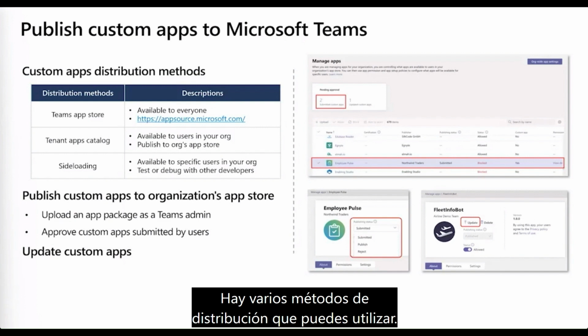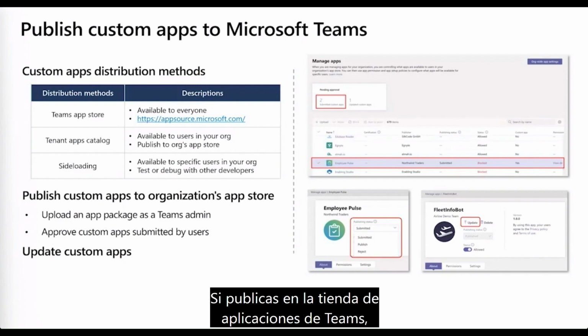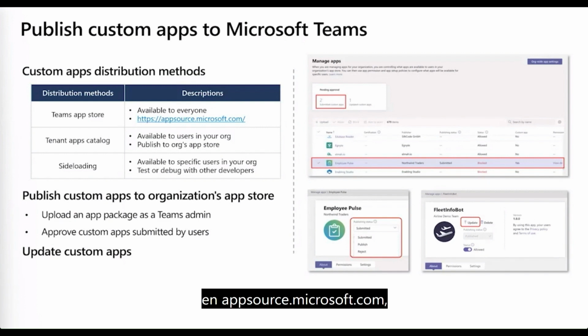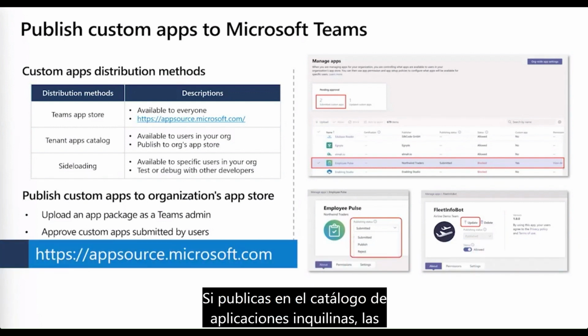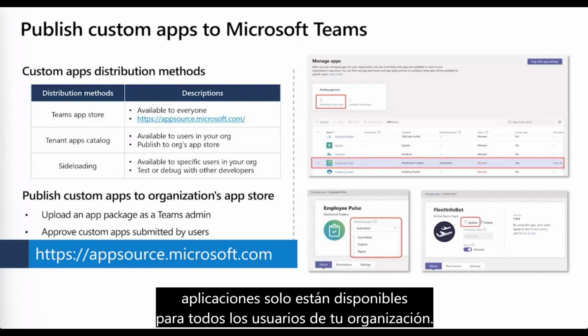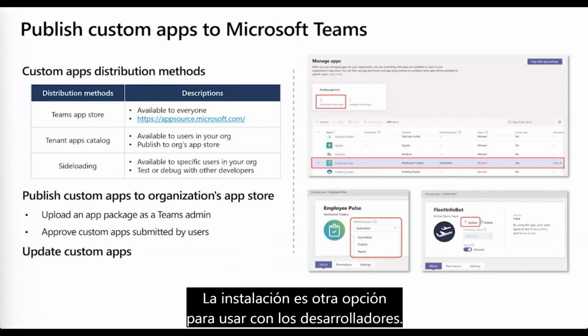There are various distribution methods you could use. If you publish to the Teams App Store at appsource.microsoft.com, those apps are available to everyone. If you publish to the tenant apps catalog, the apps are available to all users in your organization only. Side loading is another option for use with developers.